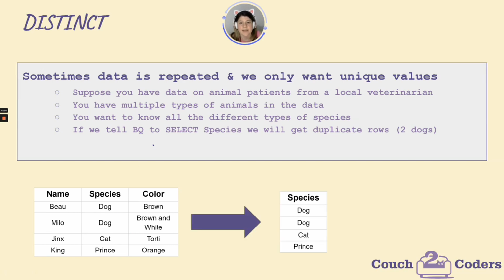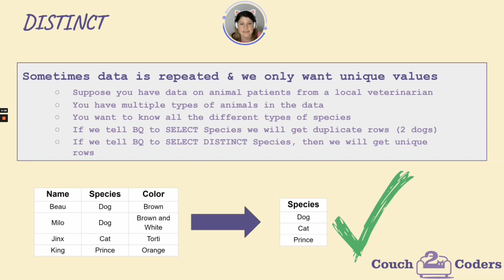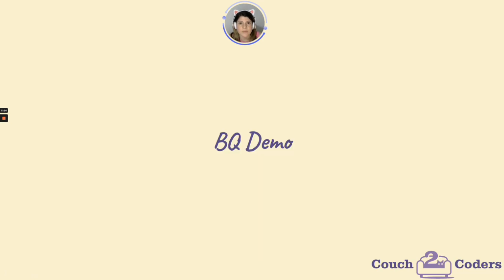So if I do select species, this is what I get. Dog, dog, cat, prince. No, that's not what I want. Instead, if I say select distinct species, then I would get only 1 value for dog. So by applying distinct to the column species, it cuts out this dog right here. Bam. Now that we've reviewed the concept of distinct, let's open our BigQuery console and do a couple examples together.